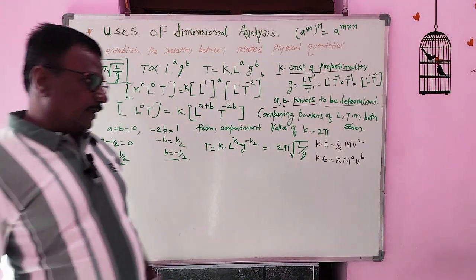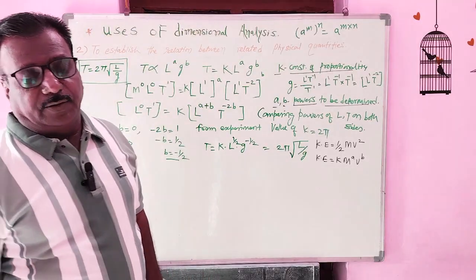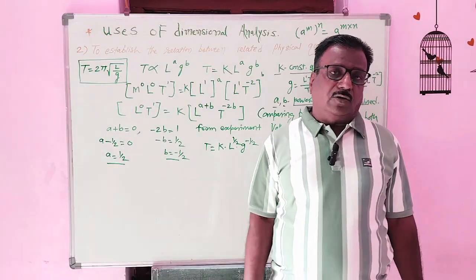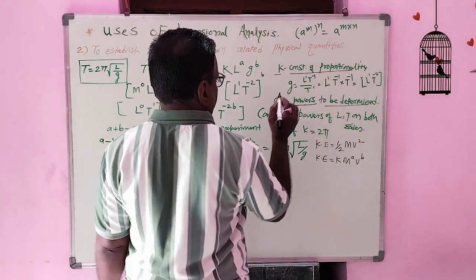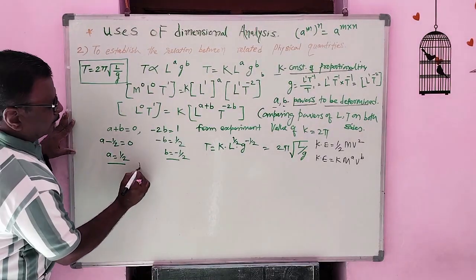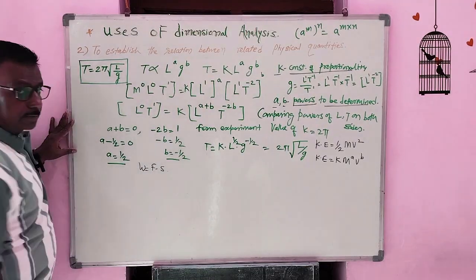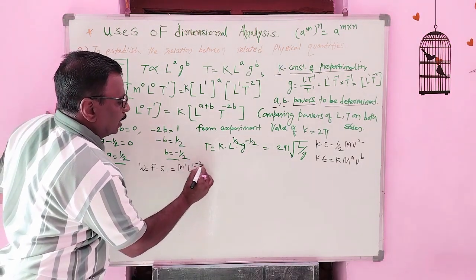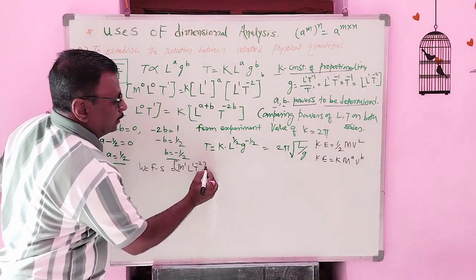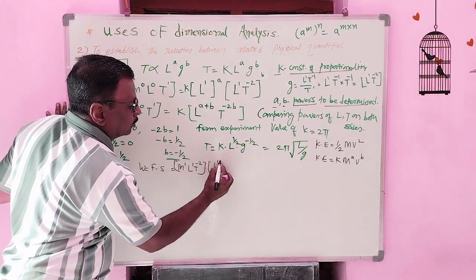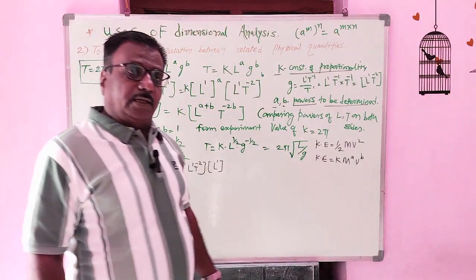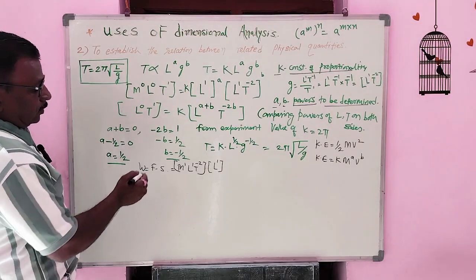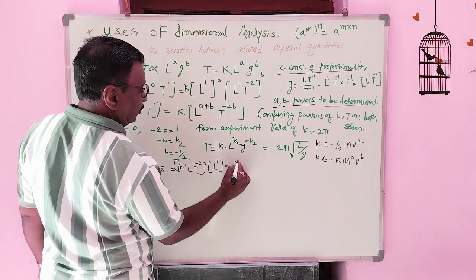First we know the dimension of kinetic energy. The dimension of kinetic energy is equal to work done. So what is the dimension of work? Work W equals force into displacement, and the dimension of force is M1 L1 T minus 2, and for displacement we take L raised to power 1. Displacement is nothing but a distance. So we get the dimension of work done equal to force into displacement, and that is equal to M1.